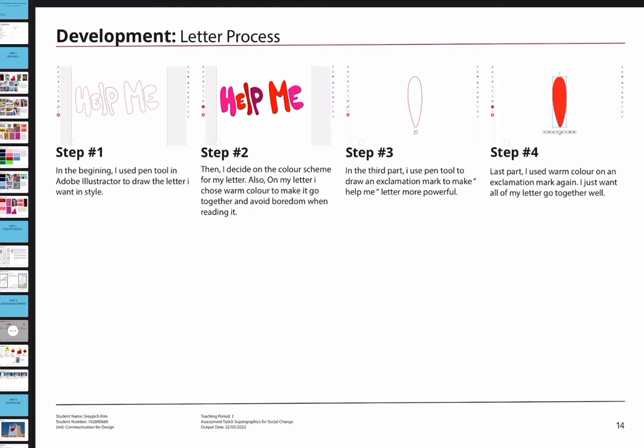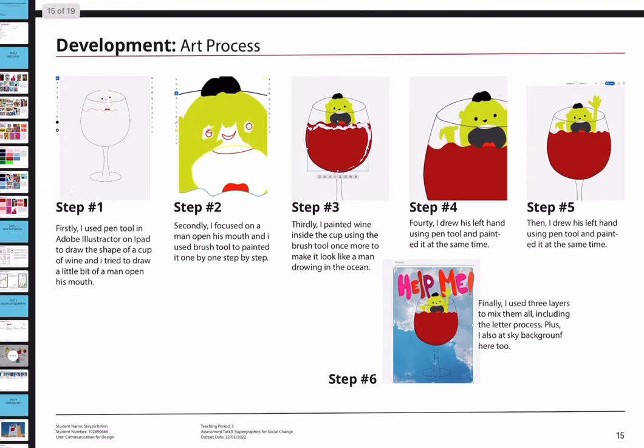In the third part, I use the pen tool to draw an exclamation mark to make the letters "help me" more powerful. Last part, I use warm colors on the exclamation mark. Again, I want all of my letters to go together well, like "help me!", like they are shouting for help.